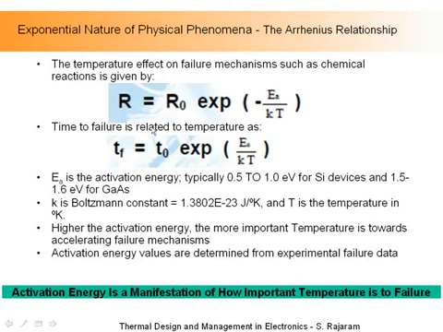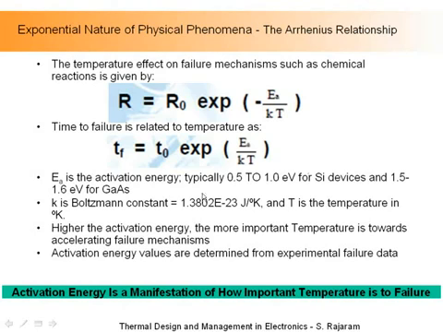Now, the time to failure for electronic devices, from this you can show, is related to the same parameters as shown in this expression. So what this is telling you is that the higher the temperature, the faster the time to failure. So that's the dependence of temperature and failure. So the thing that I want you to remember is temperature has an exponential impact on driving products to failure. So EA is called activation energy, and EA is just a manifestation of how important temperature is to drive products to failure.